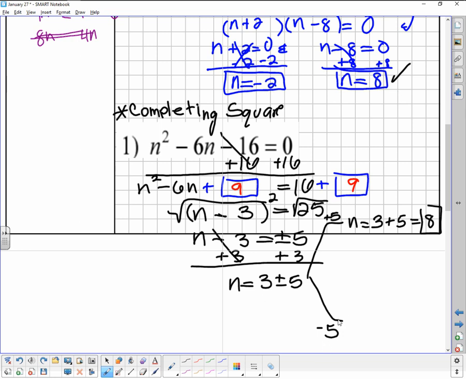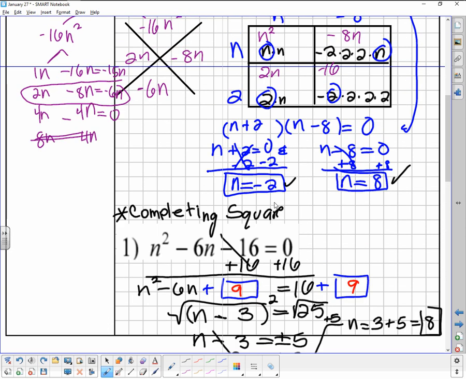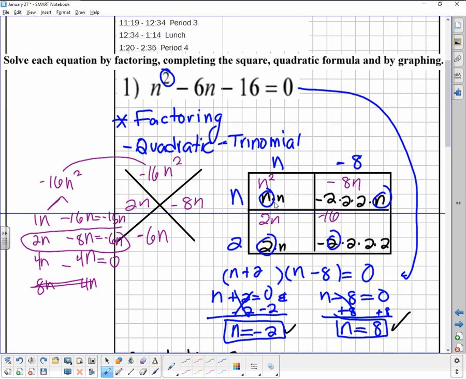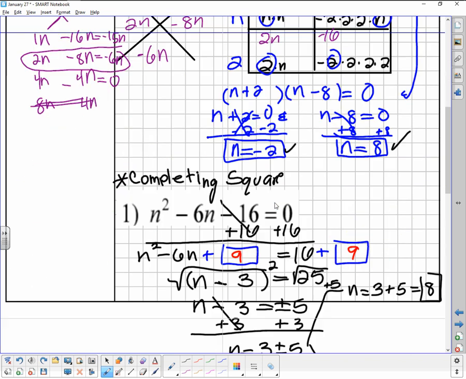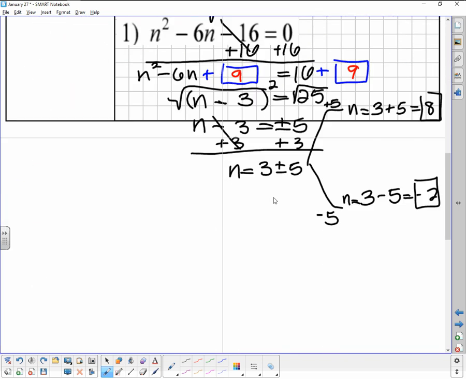The problem becomes n is equal to 3 minus 5, and 3 minus 5 will give you negative 2, which agrees with the other question. Remember, it's the same problem, so no matter what method you use, you should get the same answer. Okay? And the last method they ask us to do is the quadratic formula. So next method is the quadratic formula.